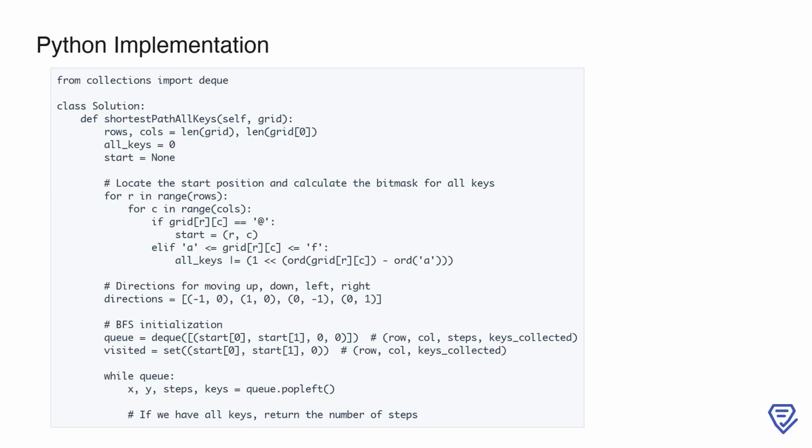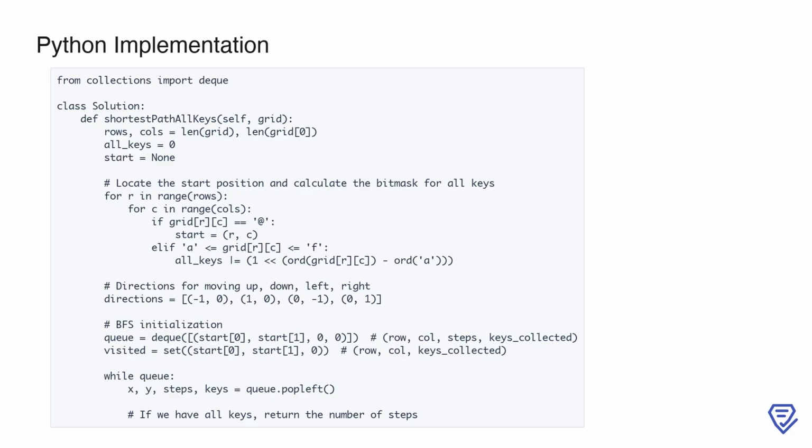We then iterate through each cell in the grid using nested loops. If the current cell contains @, we set it as our starting point. If the cell contains a key, identified by lowercase letters a to f, we update the all_keys bitmask to include this key using bitwise operations.